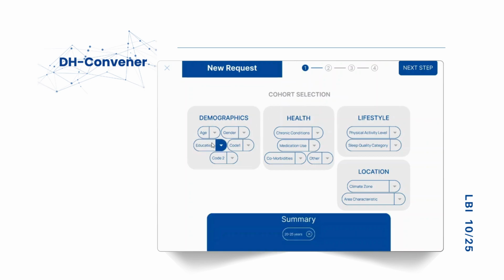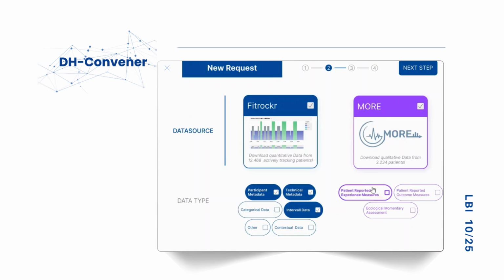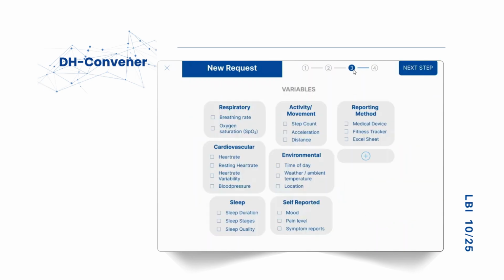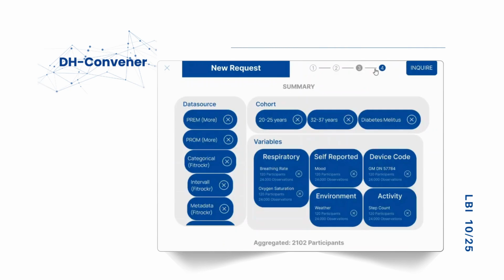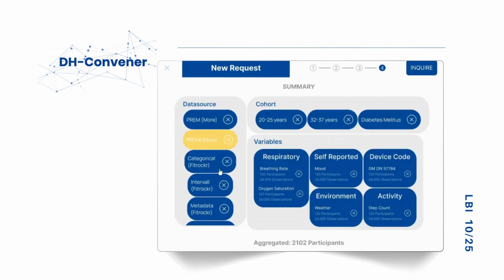She selects a cohort, including demographic criteria and chronic conditions, followed by the data type, either qualitative or quantitative, coming from patient devices or surveys, and the corresponding platforms, FHIR and more. Next, she specifies the desired variables. And in the summary view, she can immediately see how many observations and participants would be theoretically available for her selection.